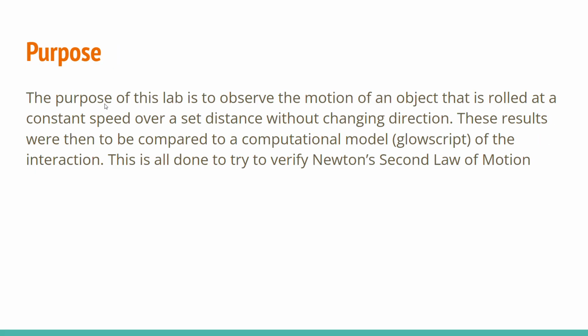The purpose of this lab is to observe the motion of an object that is rolled at a constant speed over a set distance without changing direction. Like I said, these results were then to be compared to a computational model. This computational model was designed using GlowScript, a coding software in which you plug in Python code and then it gives you a computational model of the movement of whatever you plug in. This code was then used to verify Newton's second law of motion.